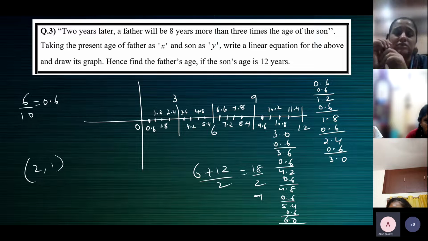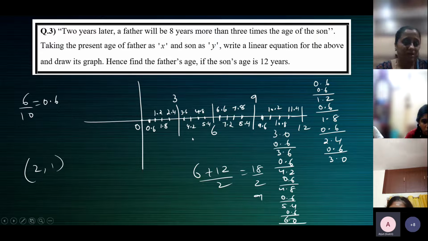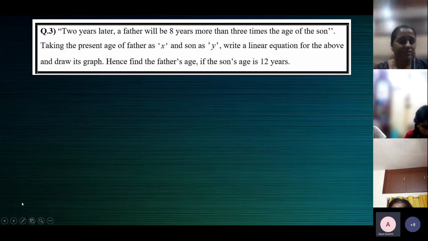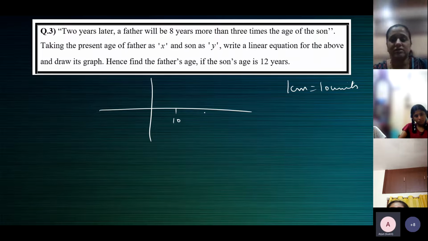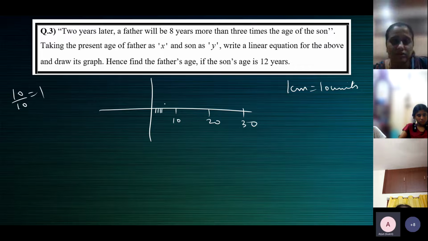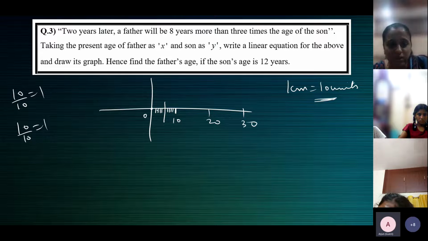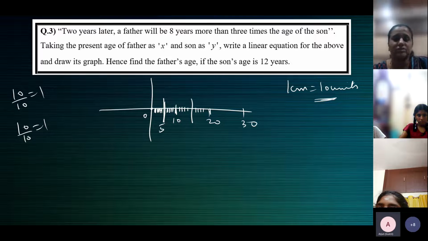It's not always 1, 2, 3, 4, 5. See, I just want to tell a little more about this. Please listen. Similarly, when you take the scale as 1 centimeter is equal to 10 units, on both the X and Y axis, like 10, 20, 30. So what is it? 10 by 10, 1. Then each subdivision is 1. If 1 centimeter is 10 units, you should always divide by 10. So this is 0, then 1, 2, 3, 4, 5, 6, 7, 8, 9, 10, 11, 12, 13, 14, 15, 16, 17, 18, 19, 20, like that.